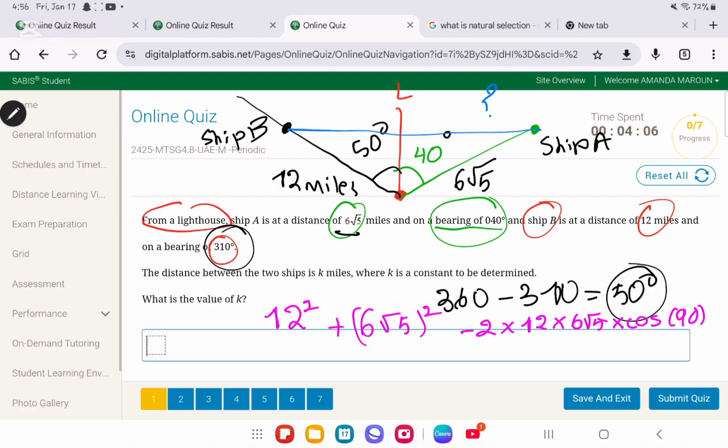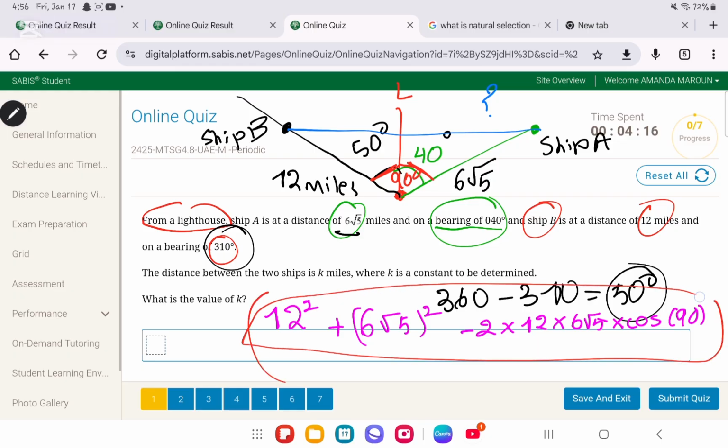But I'll give you a little trick here. I used cosine 90 because I added these two angles together and we got 90 degrees. But it's 90 degrees, so it is a right triangle. So instead of doing all of this, when in the exam you get a right triangle, like in this case, we are gonna just apply Pythagoras theorem, which is 12 squared plus (6 radical 5) squared is equal to the side from A to B. We are gonna call it AB squared.